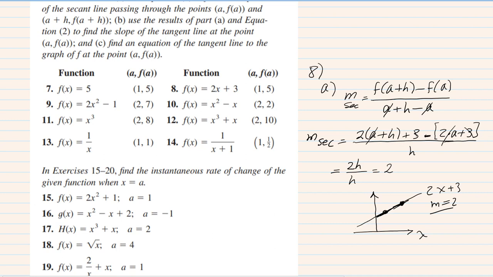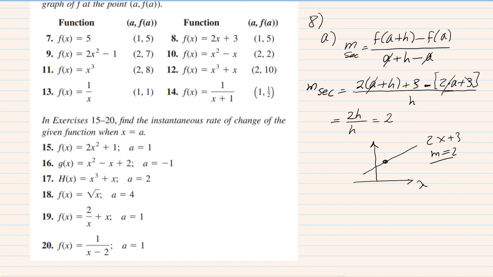Okay, and there, so that makes sense. So in other words, for a linear function, the slope of a tangent at any point is exactly the same as the slope of the line.